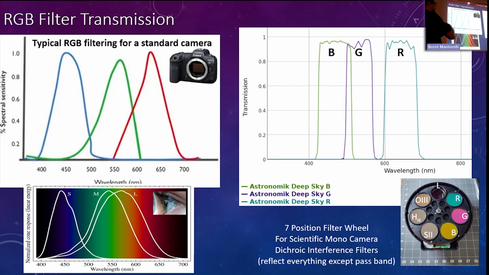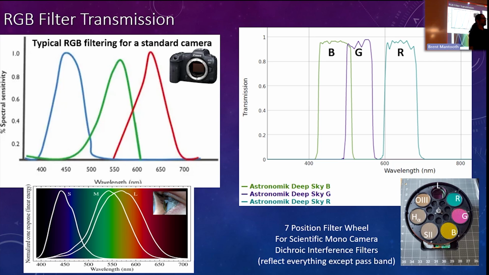So when you get into more scientific and professional level cameras, you don't get those Bayer patterns. You only get a raw sensor that has no filter in front of it. And in that case, what you have to do is supply your own filters. So most of the stuff I'm going to be showing today uses the filter wheel that you see down here on the bottom. And it has a specific bandwidth of a filter for red, green, and blue light.